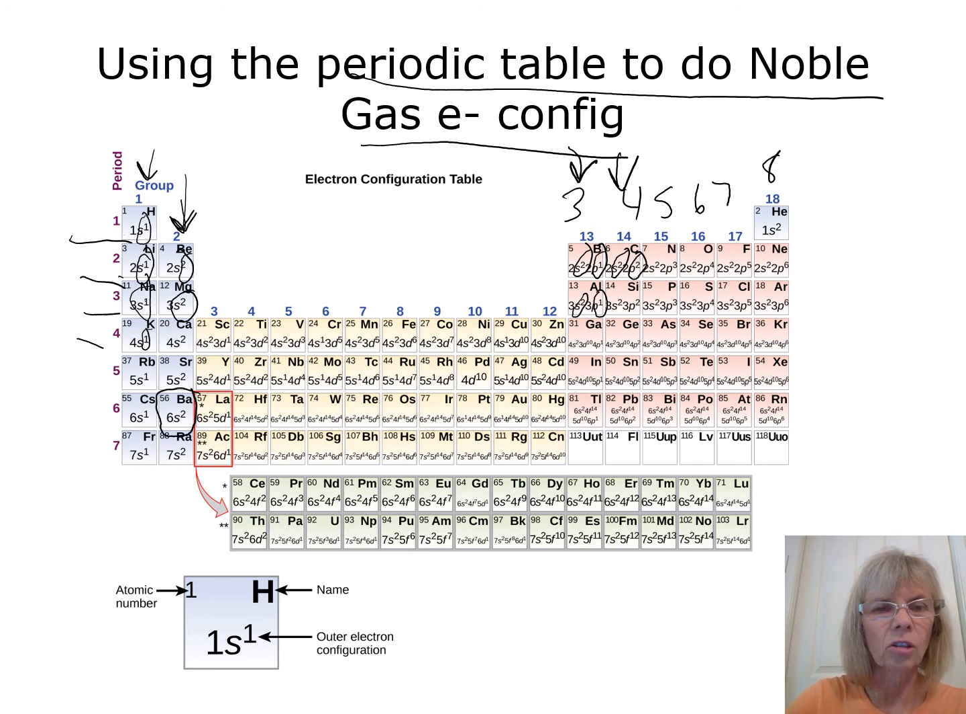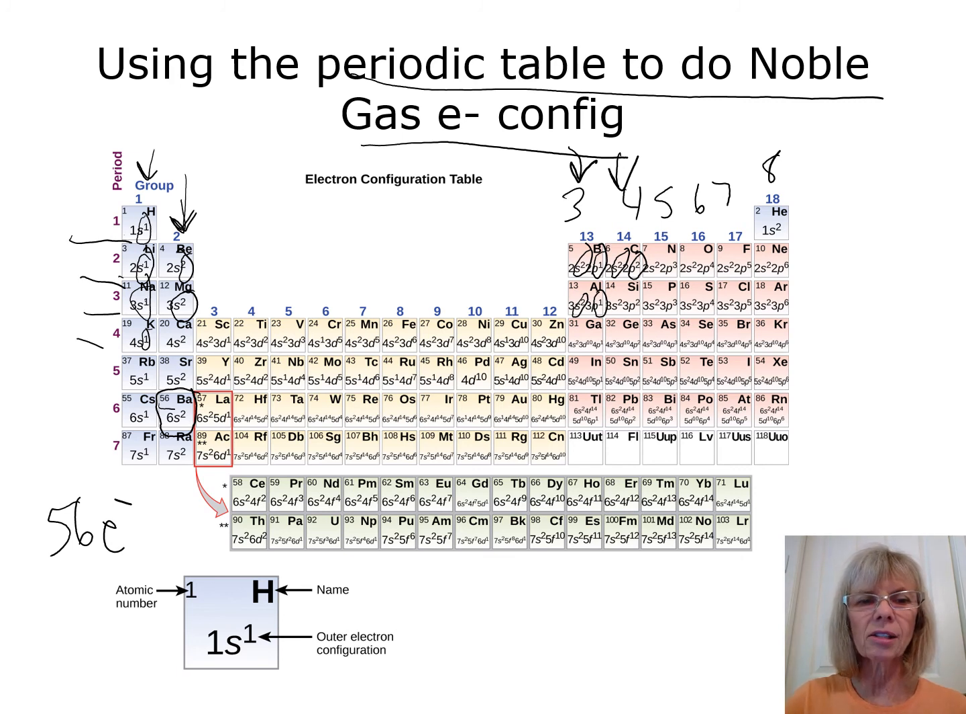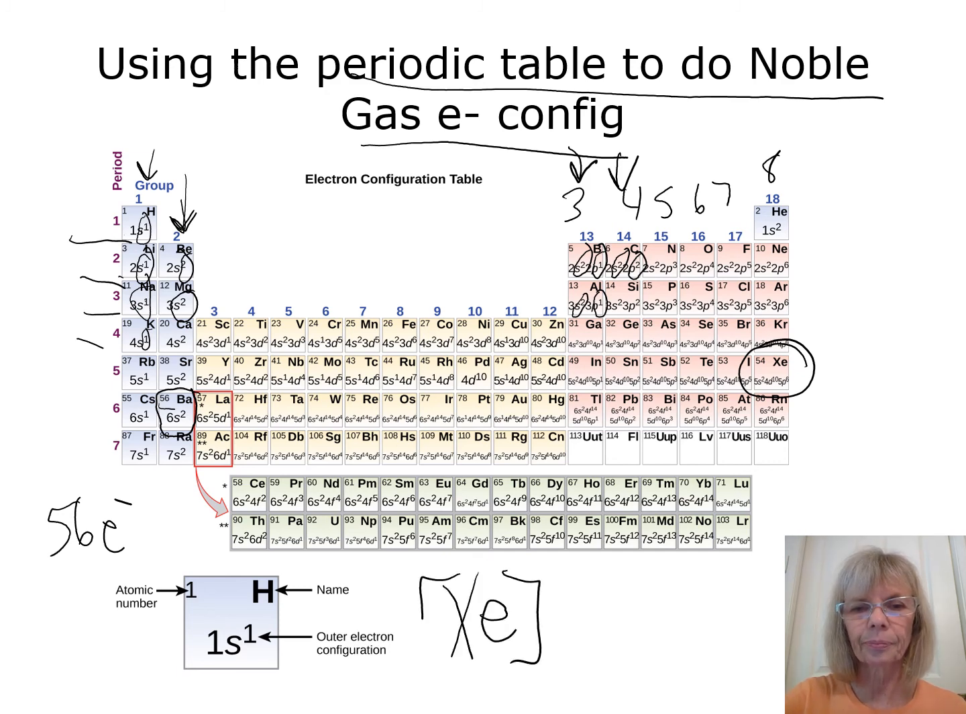Then I'm going to be asking you to do the complete electron configuration. But for doing a noble gas electron configuration, you can do some higher ones. So in this example, I have barium with 56 electrons. Noble gas electron configuration is we find the noble gas with the closest amount of electrons that's smaller. So in this case, we would have xenon with 54. So for noble gas electron configuration, we would write xenon.